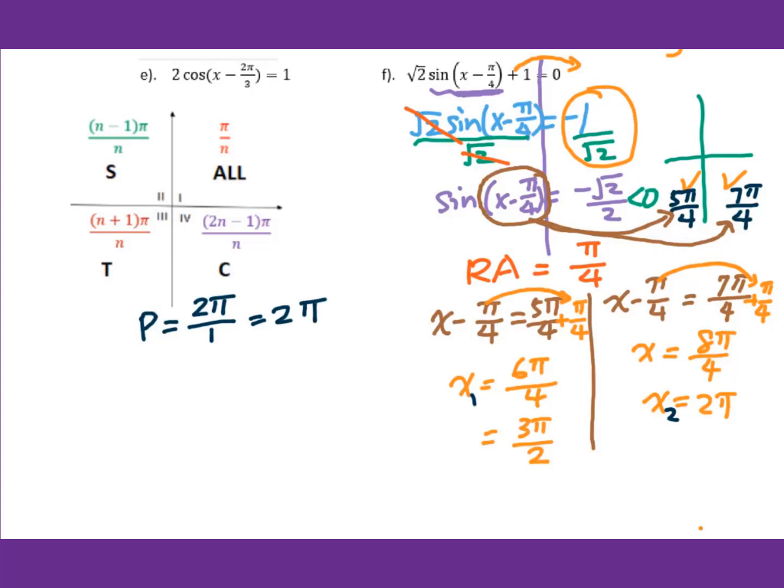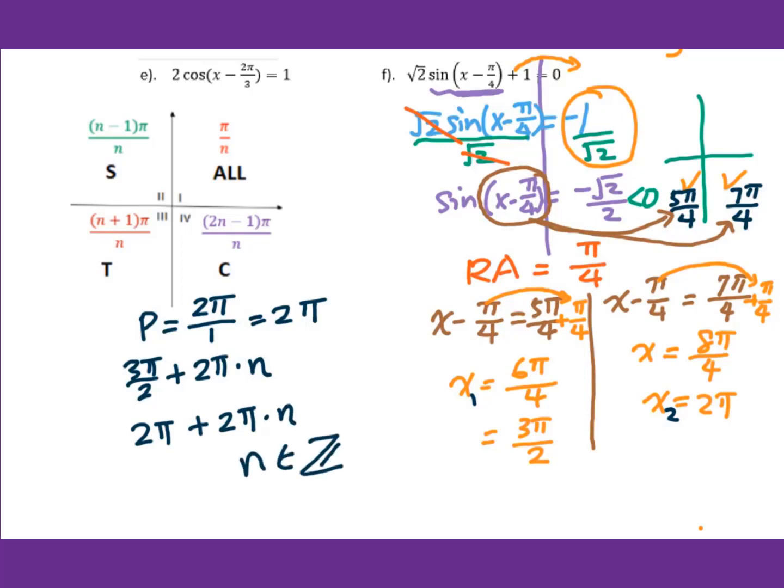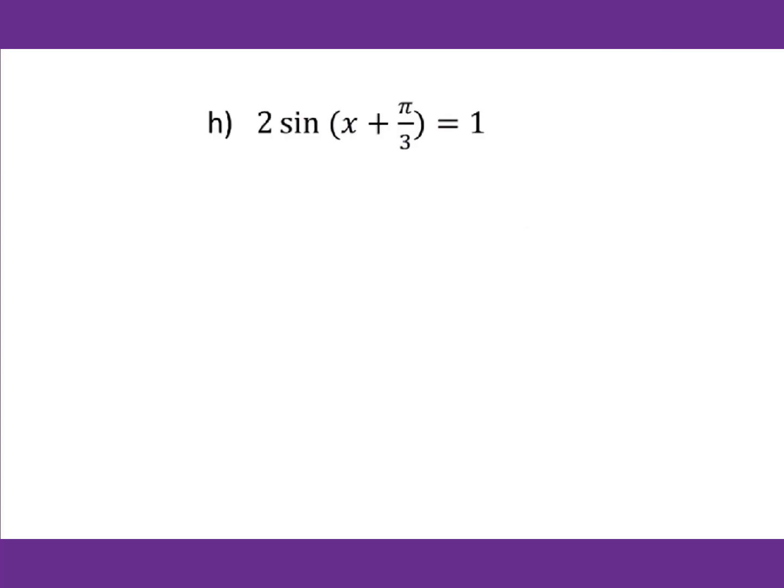So the period equals 2 pi. Therefore, I can write down 3 pi over 2 plus 2 pi times n, or 2 pi plus 2 pi times n. n is integers.